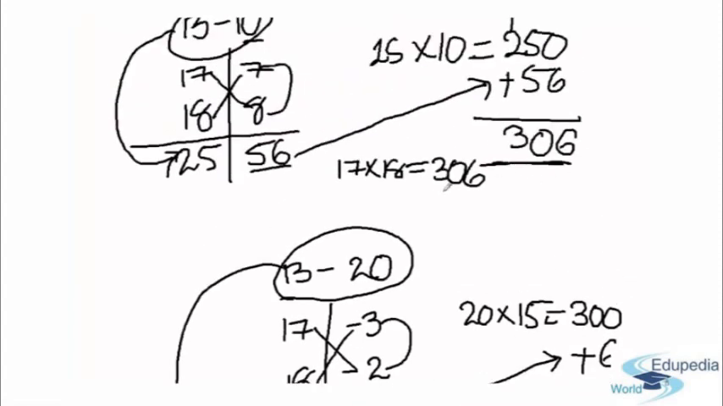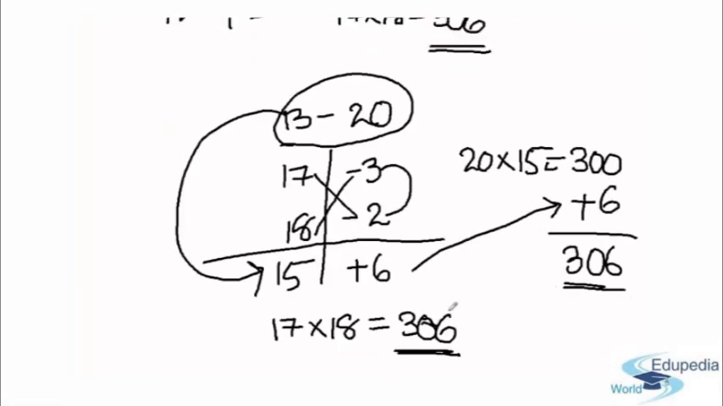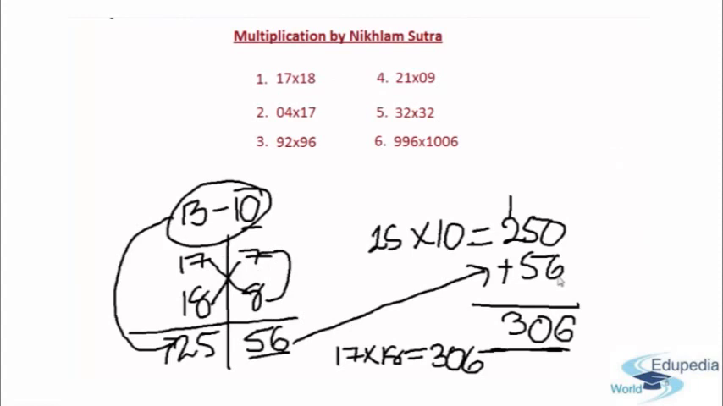See here, you have got 306 as the answer, and by applying case number 2 of Nikhilam Sutra also you have got the same answer. So we can apply either of the cases of Nikhilam Sutra, case number 1 or case number 2, for multiplication of the numbers 17 and 18. If you apply either of the cases, the answer that you are going to get is the same. Now, let us see problem number 2.